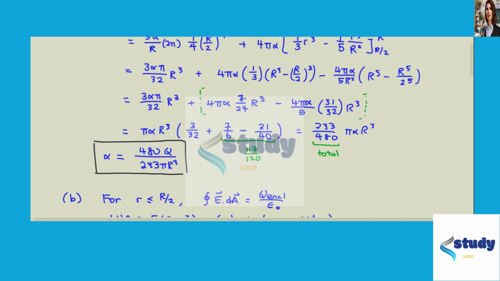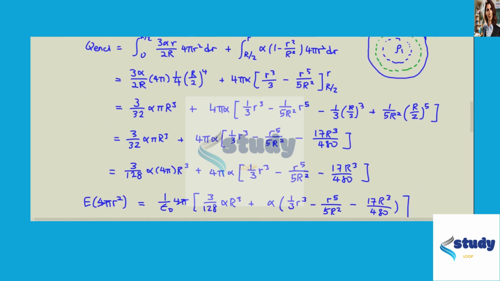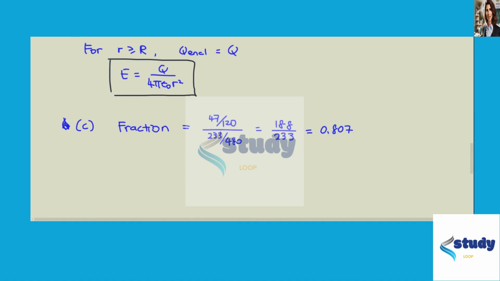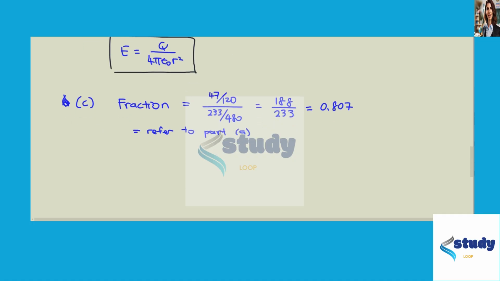That's why when I'm asked to find a fraction of the total charge in part C, it is 47 divided by 120 here divided by 233 over 480. Okay, so that's how the numbers are obtained. This refers to part A. So the answer for part C is 0.807.